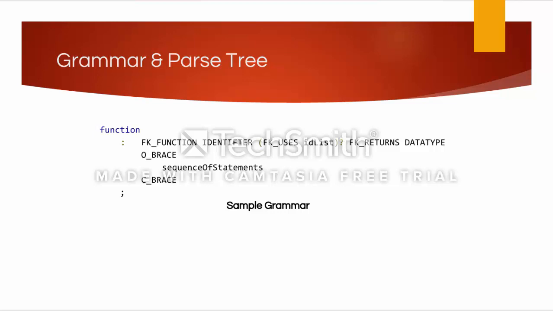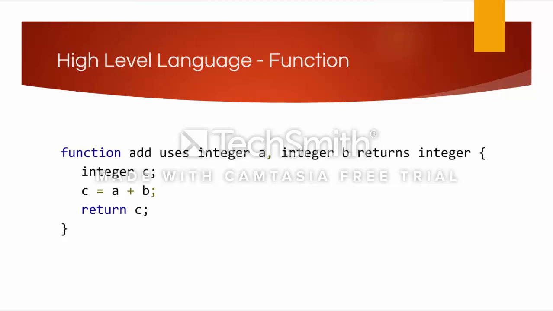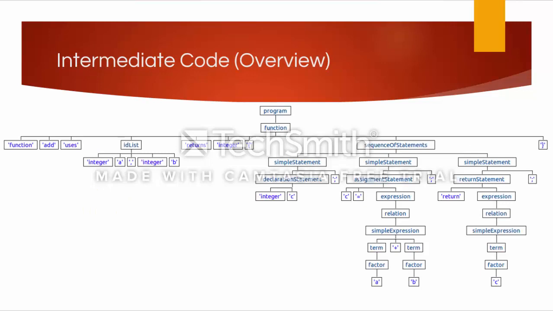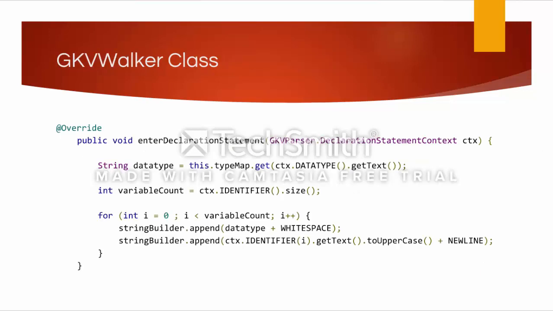This is the grammar for function definition in our language. This is the high level language for function definition in GKV. It takes two integers as parameters and returns the computed sum as result. This is the corresponding parse tree for function definition. Once we have the parse tree, we can use listeners to convert high level language to intermediate code.